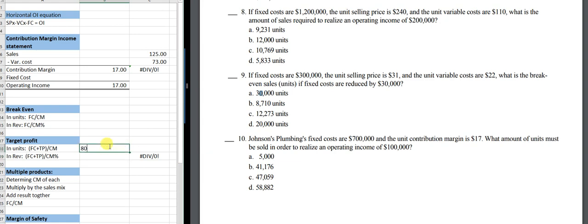So 800,000. Okay, so I want my break even. So fixed cost divided by contribution margin is 17. And the answer is 47,058.82. So 10 is C, 47,059.